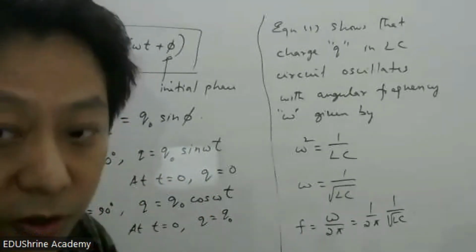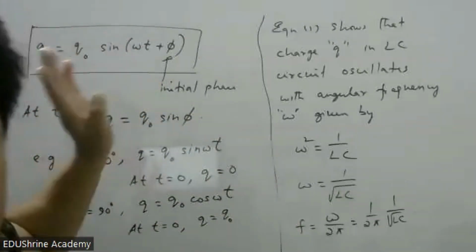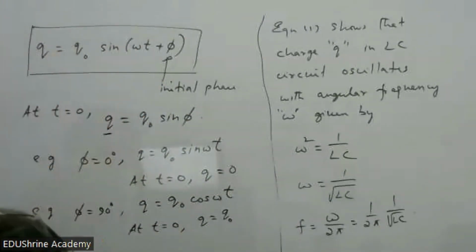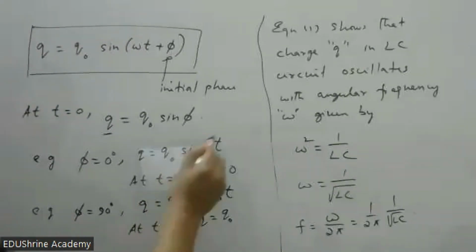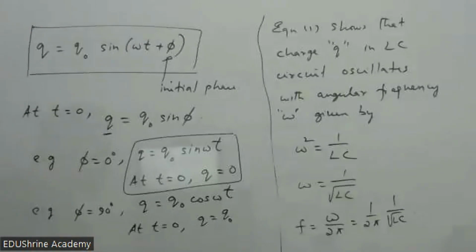Otherwise, if you are not sure what was the charge at time 0, then you write like this. Understood, students? Everybody? Yes, sir. So this is the formula to use when you know at time 0, charge is 0.